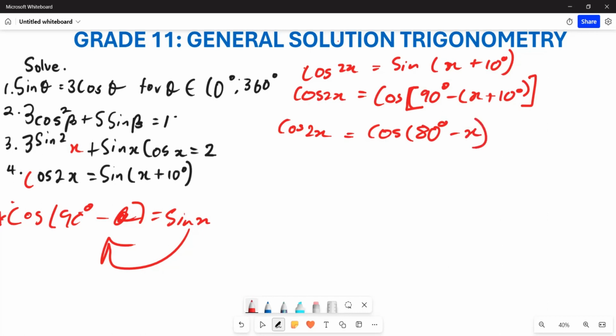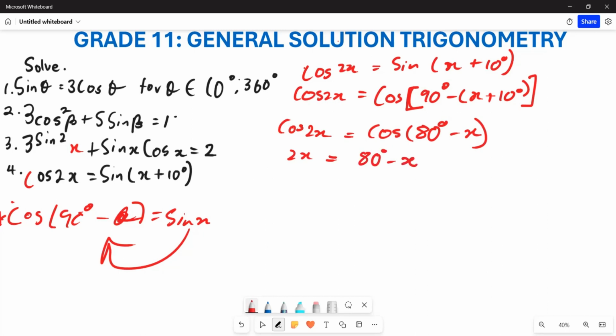And now, how are you then going to do this? You can just divide by cos on this side. And when you're doing that, what is it that you're going to have here? Can you see that? When you divide by cos both sides, this is the same as 2x is equal to 80 degrees subtract x.